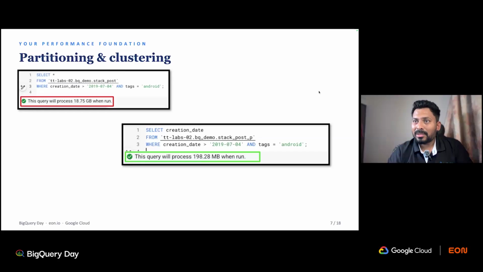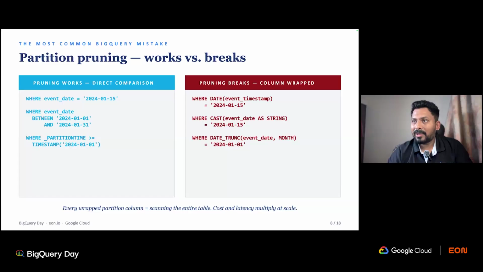And then there is one more concept about partitioning, clustering, and partition pruning. So how it works or how it breaks. Okay, so let's talk about partition pruning, and look at it in practice. Whenever we are directly using the partition column, that works completely fine. When we are using a between clause, it is filtering directly on the partition time. In this case, BigQuery can identify exactly what needs to be scanned, and it scans perfectly fine. So there is no issue.